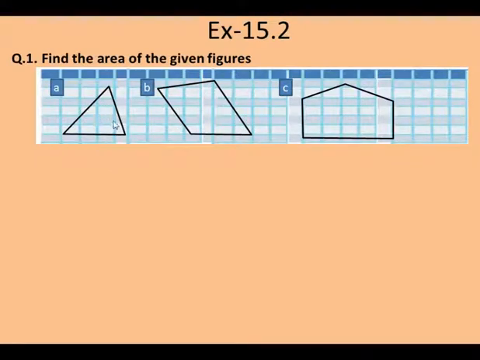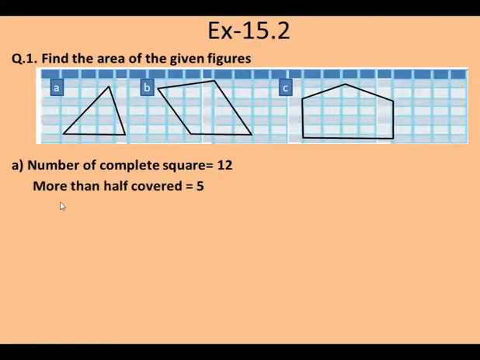So if you see the triangle in your book, A part, I see number of complete squares 12, more than half I have counted 5, and half covered I counted 4. Look here, in such type of figures there may be some fluctuation in your answers, as sometimes I see the square as more than half, you count it as a half. I see a half square, you see more than half of it. I see an incomplete square, you count it as complete. So sometimes the fluctuation remains over here, which we will not consider.